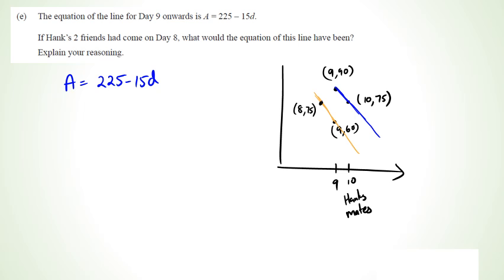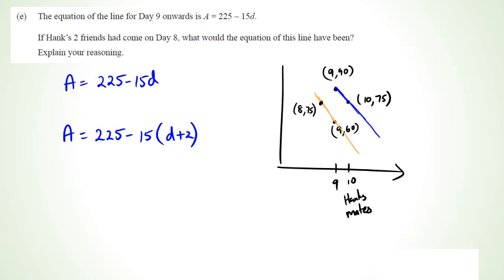Or if you understand that to shift a line to the right side, all you need to do is just add 2 to the variable on the x-axis. So in other words, you can write this as a equals 225 minus 15, and that would just become d plus 2. And that d plus 2 would have actually shifted the blue line into the orange line. That's what it means.